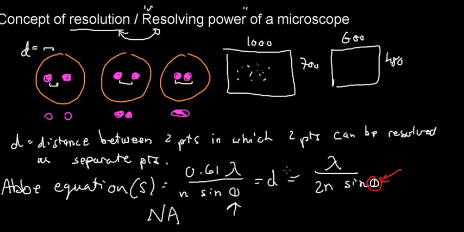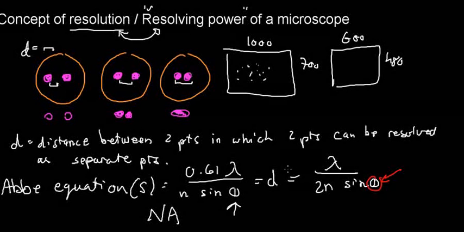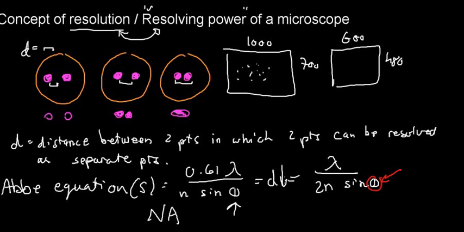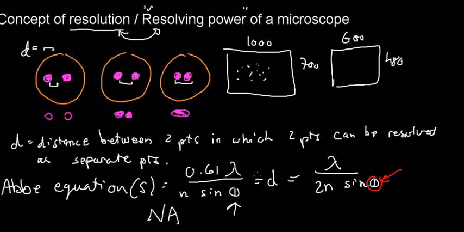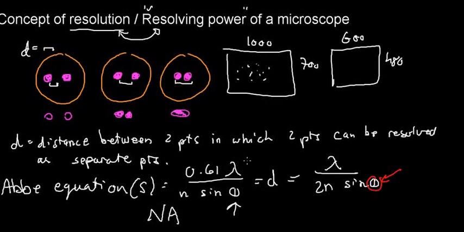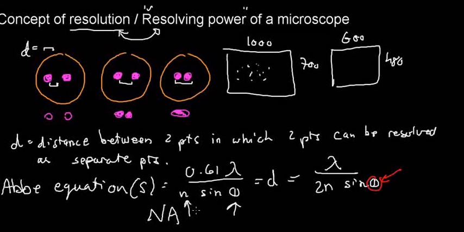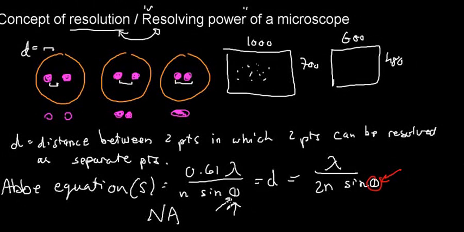And now we can solve for d. We want to make d ideally as small as possible, that distance between 2 points that can be resolved as 2 separate points as small as possible. So if we want to decrease d, what can we do? Well, first of all, we can either decrease lambda, decrease the wavelength of the light that we're using, or increase this whole numerical aperture in the denominator, either by increasing the refractive index or by broadening that cone that we saw prior, increasing the half angle.